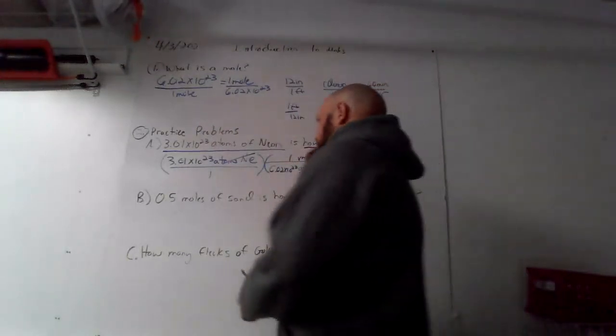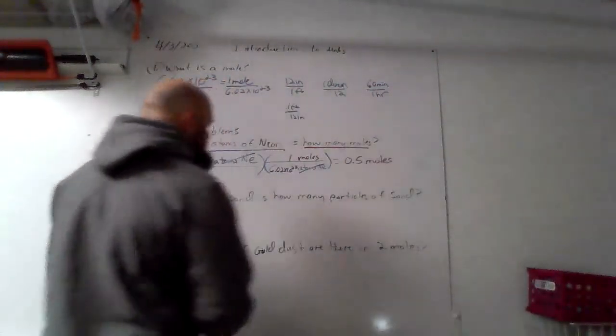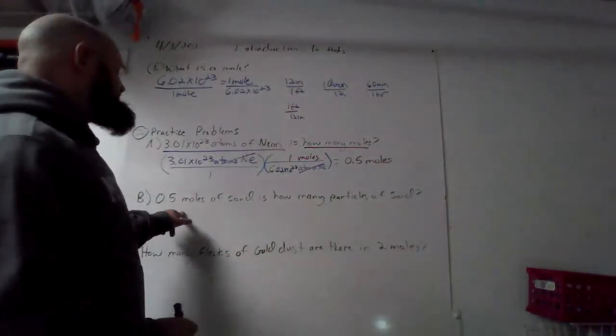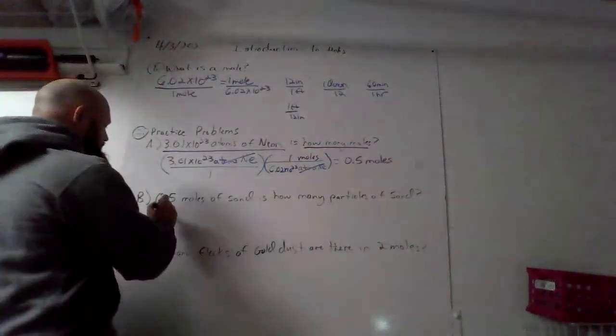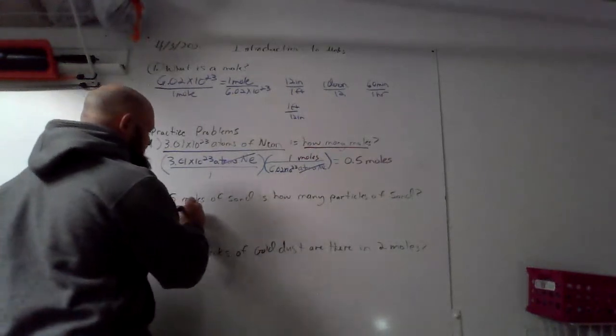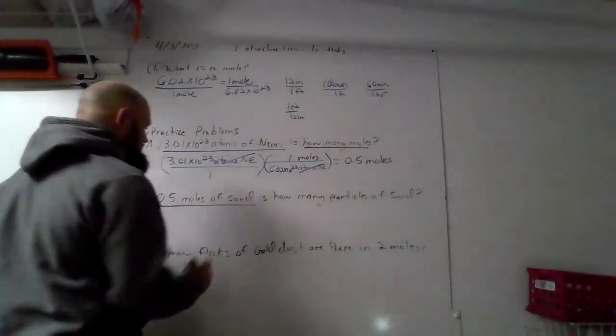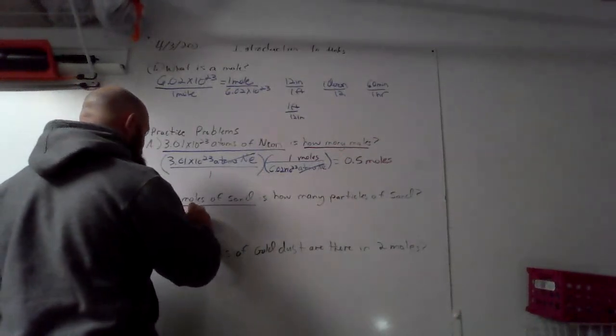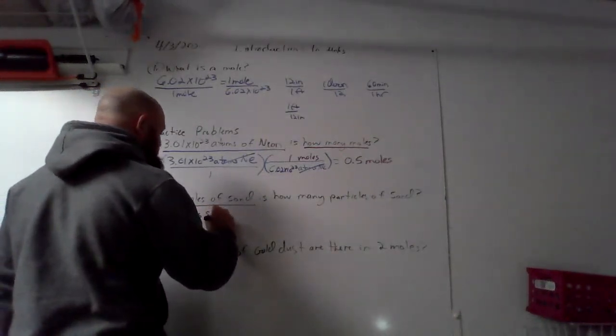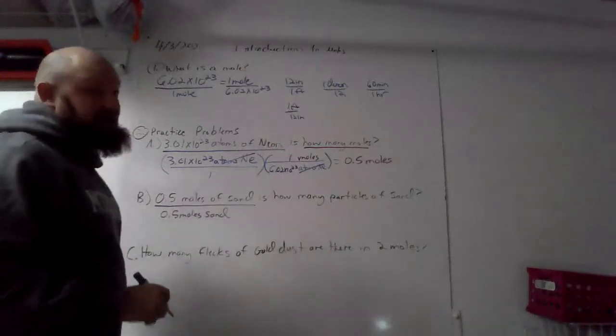Okay, let's look at my next question. So I'm going to say 0.5 moles of sand is how many particles of sand, okay? So what they're giving me is 0.5 moles of sand. Okay, that's what I'm going to start with. 0.5 moles sand, because we do not need proper grammar here. We are not in English class, okay?